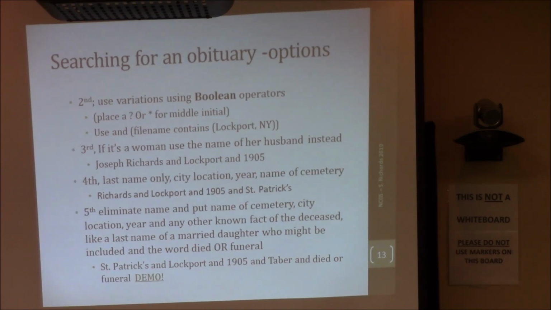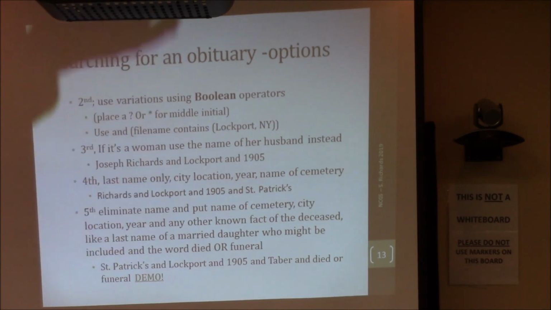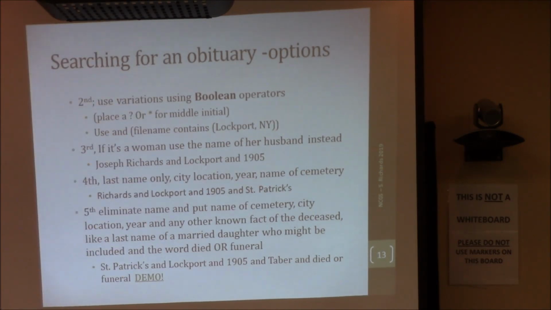Fifth. Eliminate the name and put the name of the cemetery, city, location, year, and any other known fact of the deceased. So now you're into ancillary information. Remember when I told you about the maiden names being mentioned, survived by Mrs. Mary Jones? So I might just put the cemetery, the city, the year, and Mary Jones. I found things like that, because sometimes names get mangled and they're not read correctly, but all that other information is found. So the key thing is you can't give up, but you've got some formulas here that you can use now to go at it.